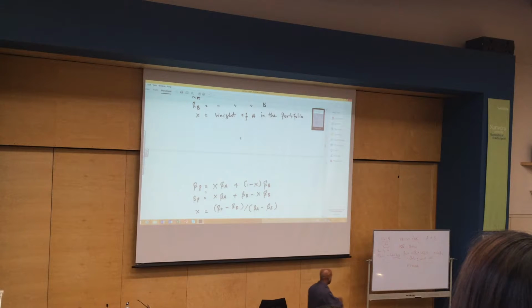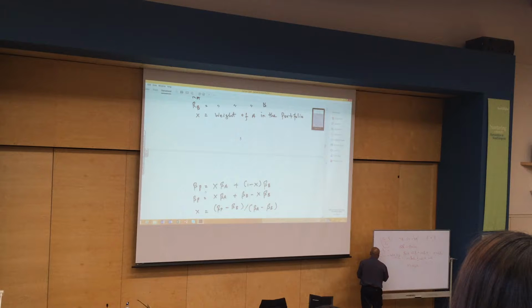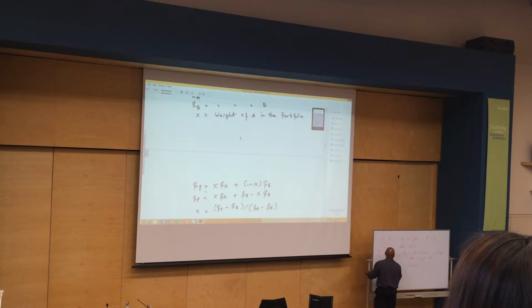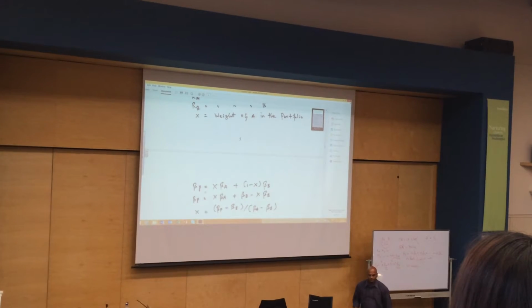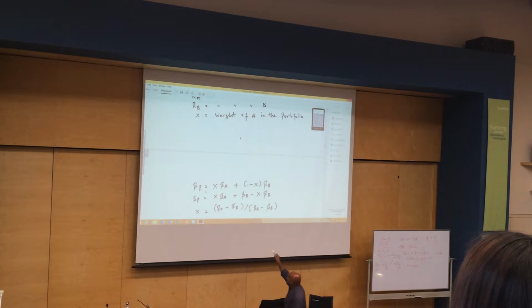Now the return, so the beta is x times beta of A. This is systematic risk of B, systematic risk of A, that's the weight of A and the weight of B, and they give the beta of the portfolio. Just like the return. And from here, you get the value of x.